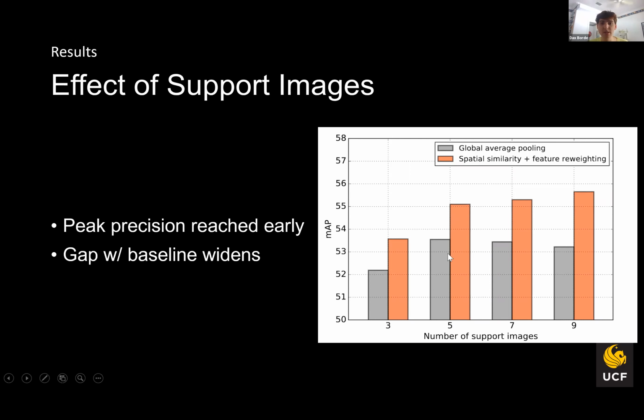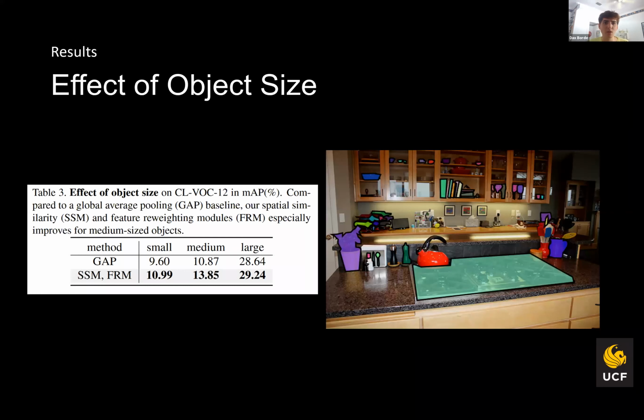The other thing that they note is that when compared to their baseline, you can actually see that the global average pooling baseline, when you give it more images, actually starts to perform worse, which is really interesting. It seems like the global average pooling baseline can't really use the extra information properly. Whereas their intermediate modules can absolutely use it properly. Their results continue to improve even up to 9 images and potentially further beyond. Also, the gap between the two continues to widen as a result of that. So that's very promising. They also note the effect of object size on their accuracy.